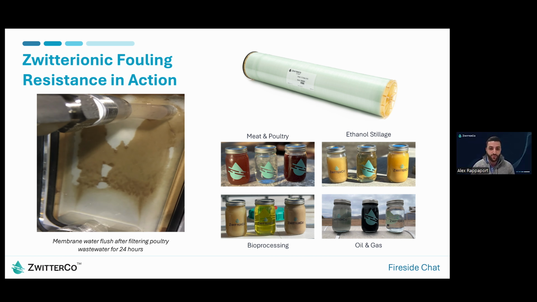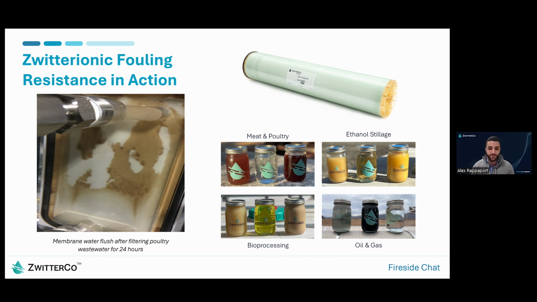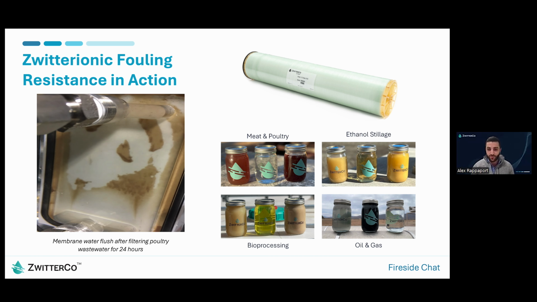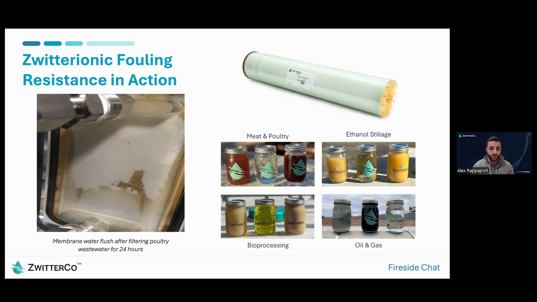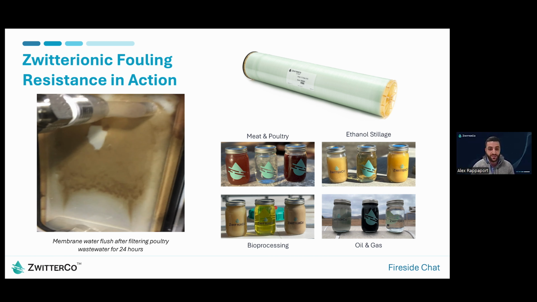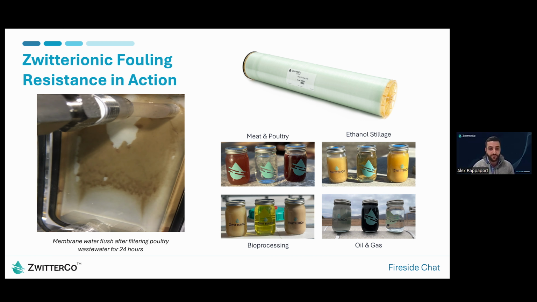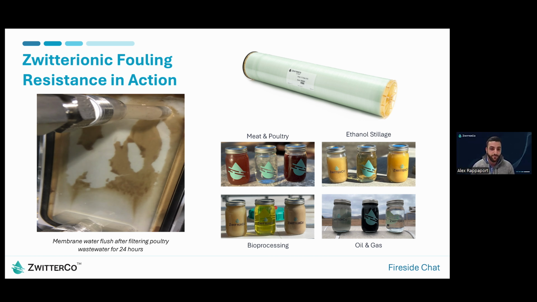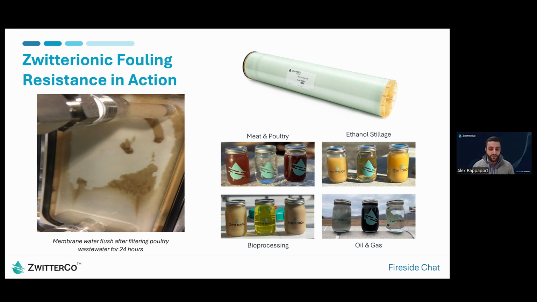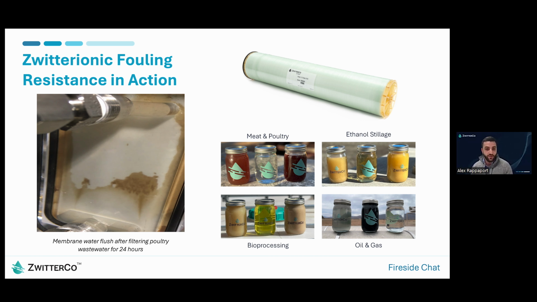So we've put membranes in front of all sorts of very challenging high-strength wastewaters and complex separation applications that are either often very costly to use traditional membranes or are simply not feasible because of how quickly you would see membrane fouling occur. The video you're seeing here on the left is an example of our membrane cleaning after it's filtered wastewater from a poultry slaughterhouse. You can see all of the meat derivatives, the fat, the protein, the oil that accumulated on the membrane surface, easily skimming off and returning that membrane back to its starting permeability.